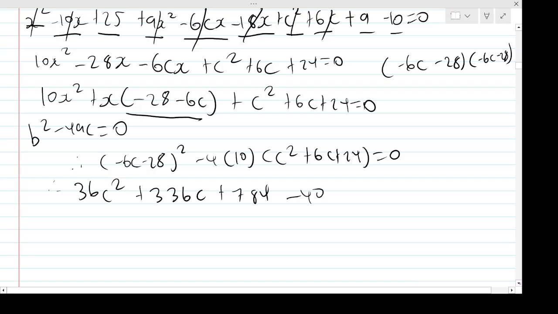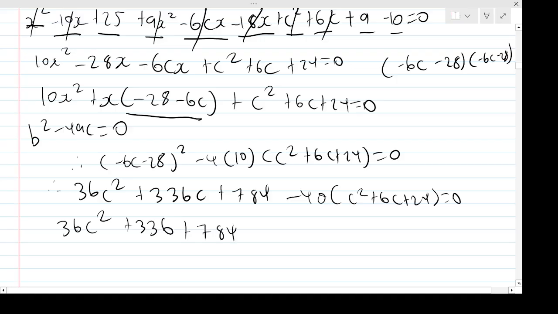Then we do minus 4 times 10 is minus 40, and then we have the c squared plus 6c plus 24 all equals 0. Then we need to expand that, so we have 36c squared plus 336c plus 784. Then minus 40c squared, and then minus 40 times 6c gets me minus 240c. Then minus 40 times 24 gets me minus 960 equals 0.